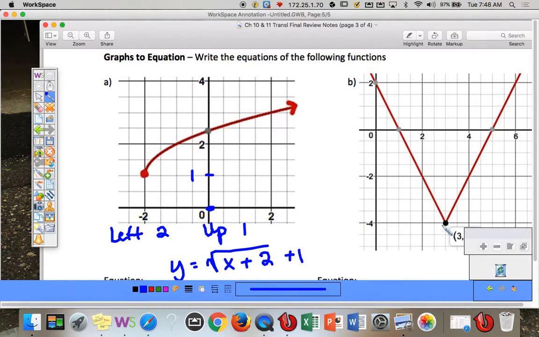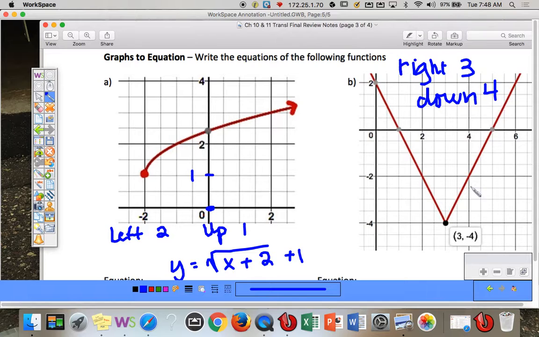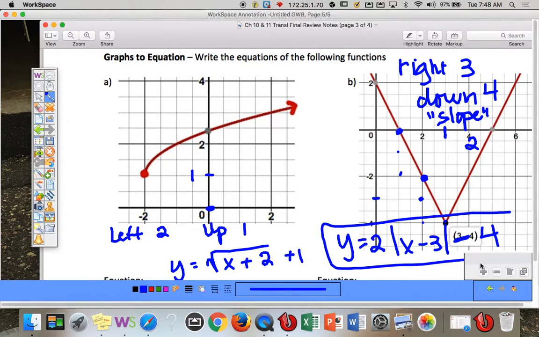Let's take a look at the other function here. Okay, so this goes to the right 3, down 4, and what's our slope here? It looks like it goes over 1, up 2, there we go. So it's a little bit narrower than the original, so the slope is 2. So you have y equals 2 times the absolute value, because it's v-shaped. Right 3 would be x minus 3, and then minus 4. So here's the equation of the line right here.